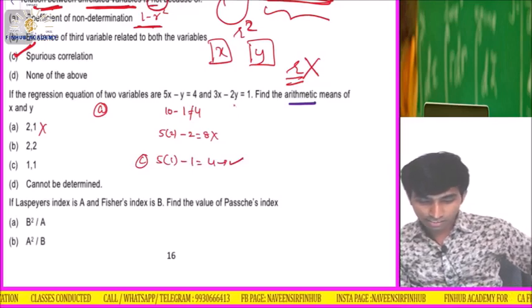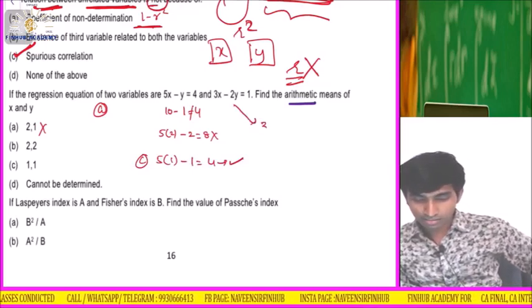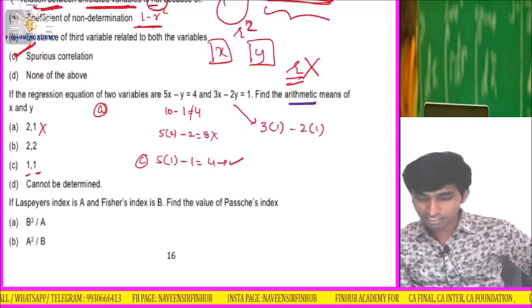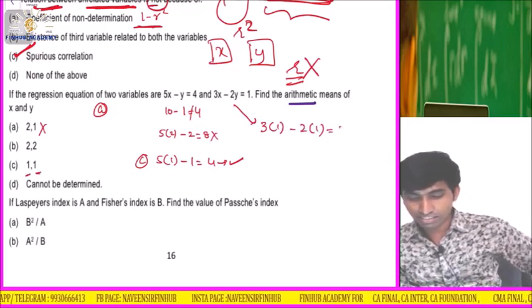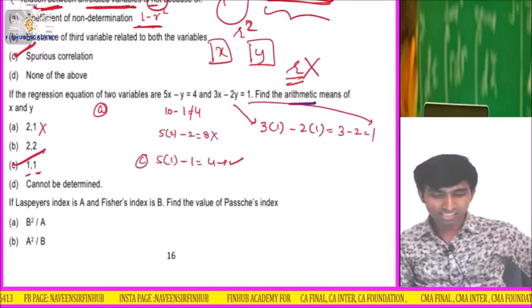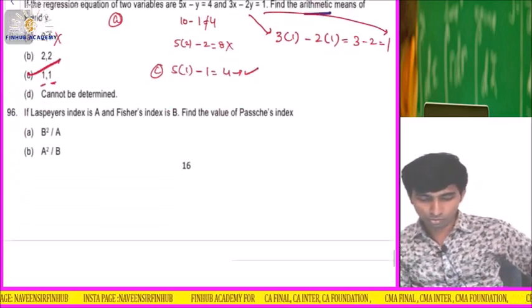You can check here also by substituting 1 and 1 in the other equation: 3 into 1 minus 2 into 1, with x bar as 1 and y bar as 1, is 3 ones are 3 minus 2. The answer is 1. It is getting matched. So the answer is C. You can solve it simultaneously also if you want.